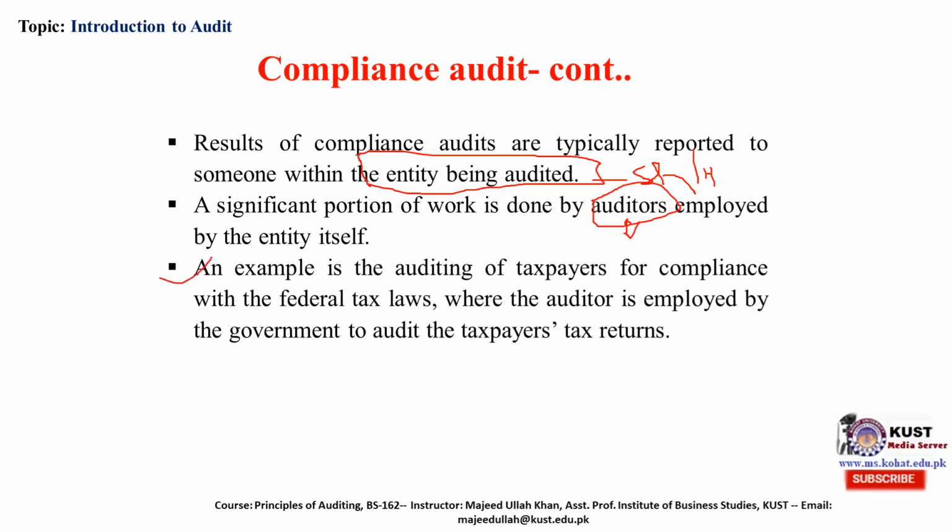One example: let's suppose that the government hires an auditor to examine the taxpayer for compliance with federal tax law, where an auditor is employed by the government to audit the taxpayer's tax return. So it is a compliance audit where the government checks that the companies are really complying with the income tax ordinance of the relevant country. In Pakistan, it is compliance with the Income Tax Ordinance 2001.